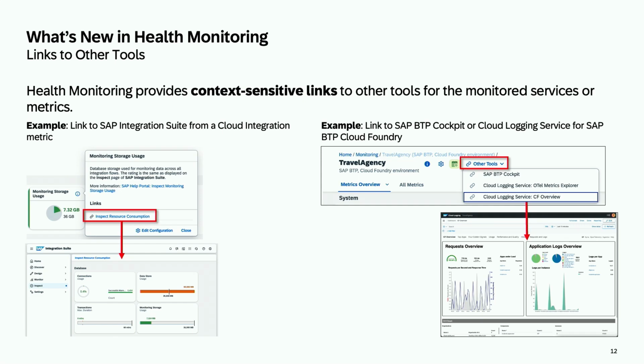What else did we do? We have invested in context-sensitive links. The health monitoring, or in general all the monitoring applications in Cloud ALM, are mainly intended for central monitoring capabilities, so that you don't have to use 10 different tools to monitor. We want to centralize the visibility in Cloud ALM. Nevertheless, you sometimes still have local monitoring tools, or tools which you have to use to analyze more. And here we have now provided possibilities to provide links into the application.